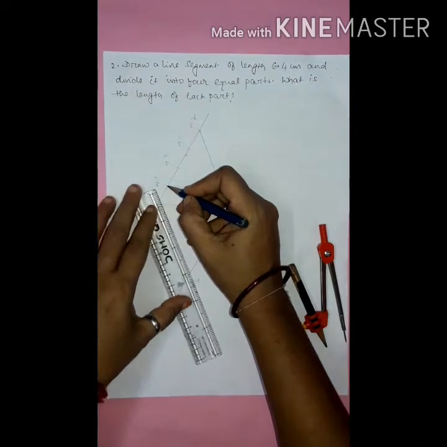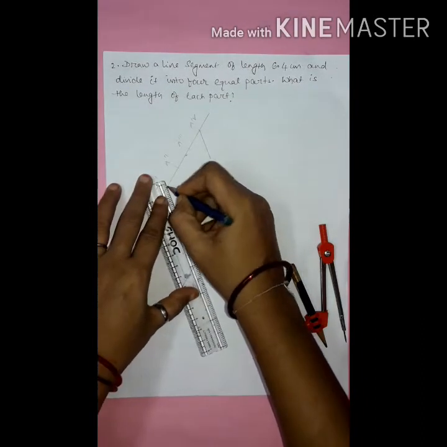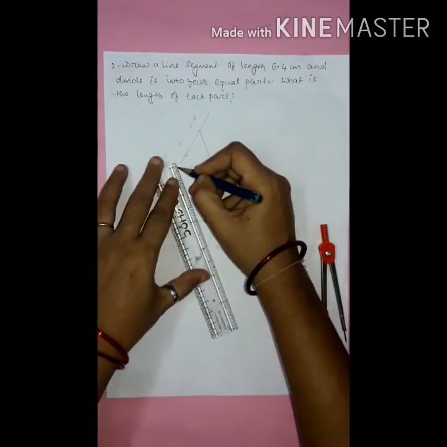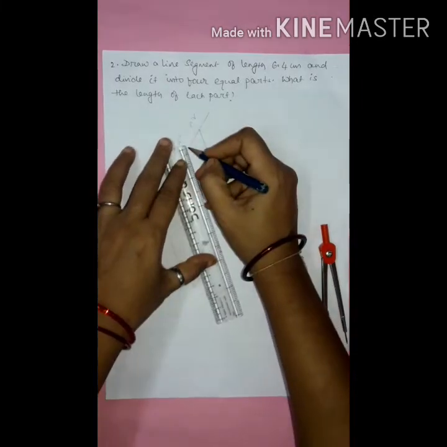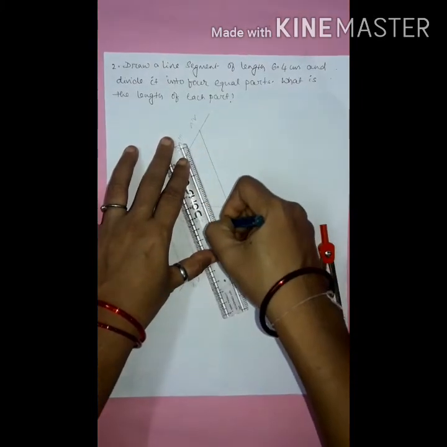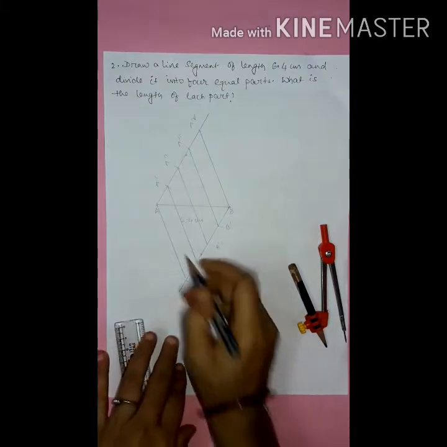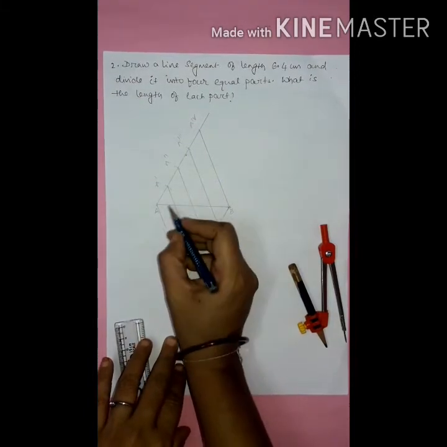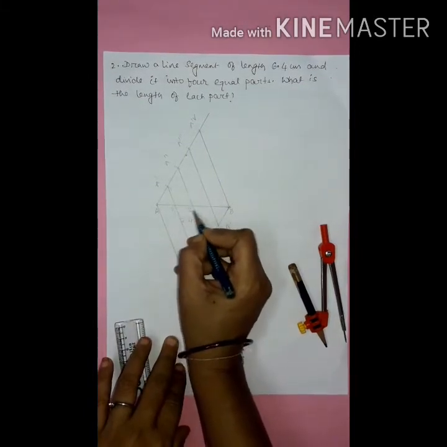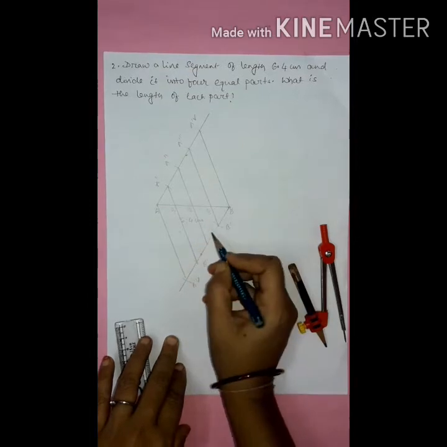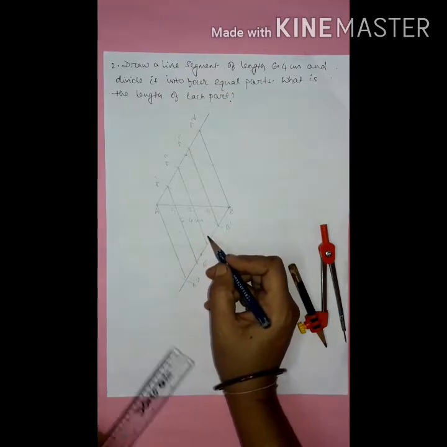So now this one: A single dash to B triple dash, A double dash to B double dash, and A triple dash to B single dash. How many parts is this? See, 1, 2, 3, 4 parts. This is O1, O2, O3. Clear? So now what will happen?